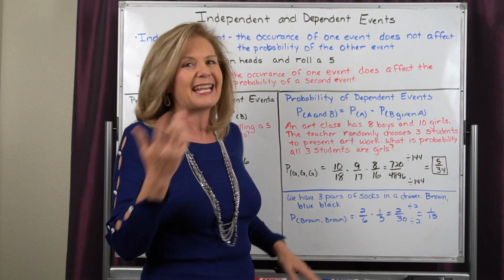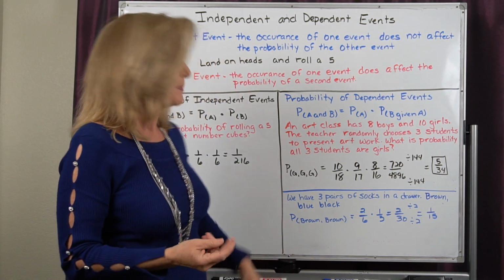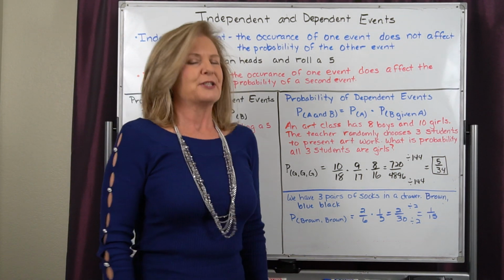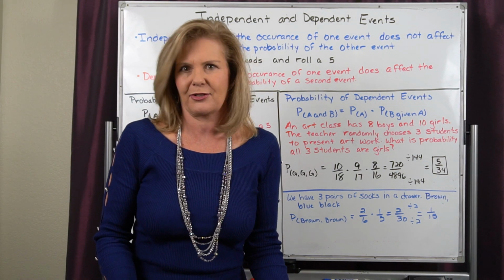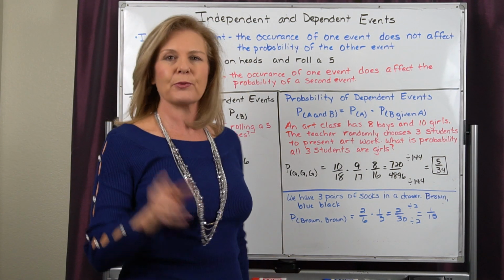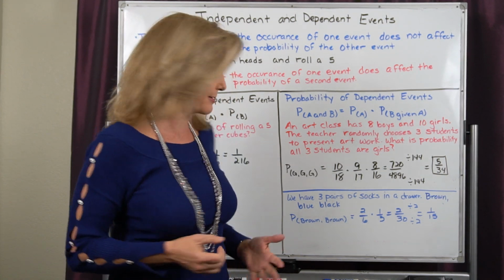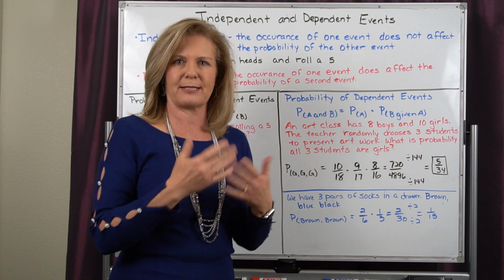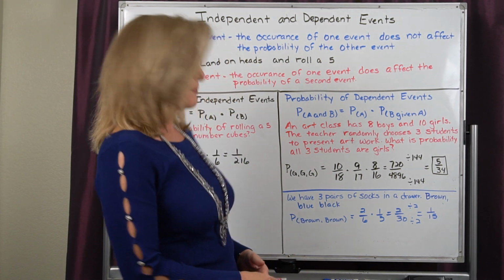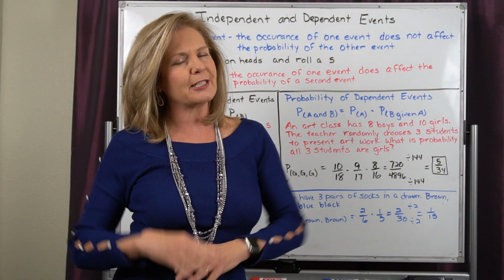So I thought, let's take a look at a second example. Let's go back to our socks. We know that once we take a sock out of the drawer, it affects how many socks are still left in the drawer. So let's say I have 3 pairs of socks in a drawer, so I have 6 socks there. The socks are a brown pair, a blue pair, and a black pair. Well, I want to know the probability, just randomly.